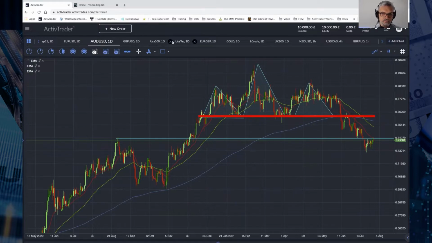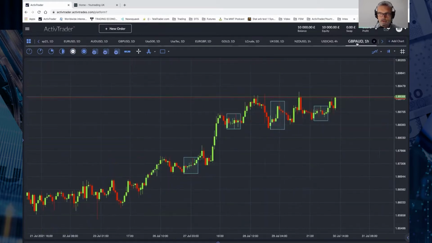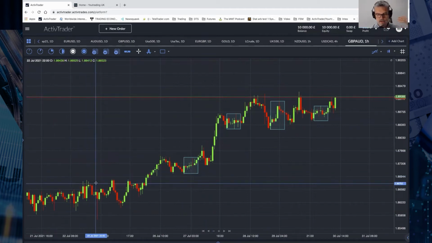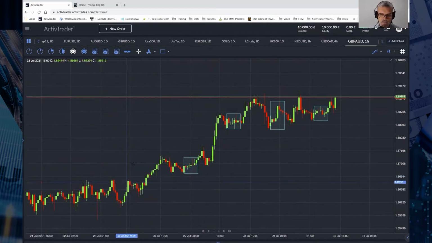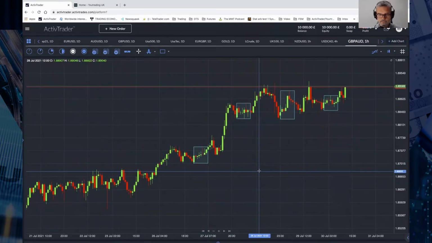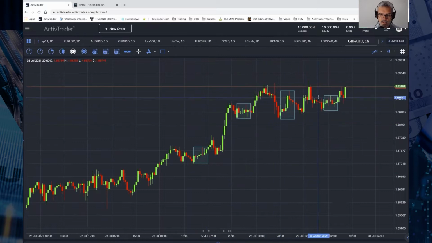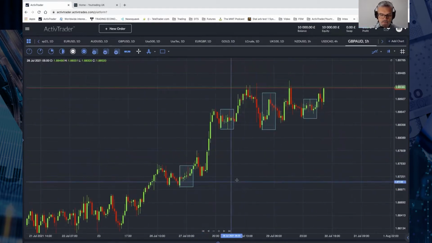So if we then go back to the British pound Aussie, you can see here how the British pound has been advancing against most currency pairs, and we can see it's stepping higher. Now, they do say the bulls take the stairs and the bears take an elevator. So that kind of describes this price action.